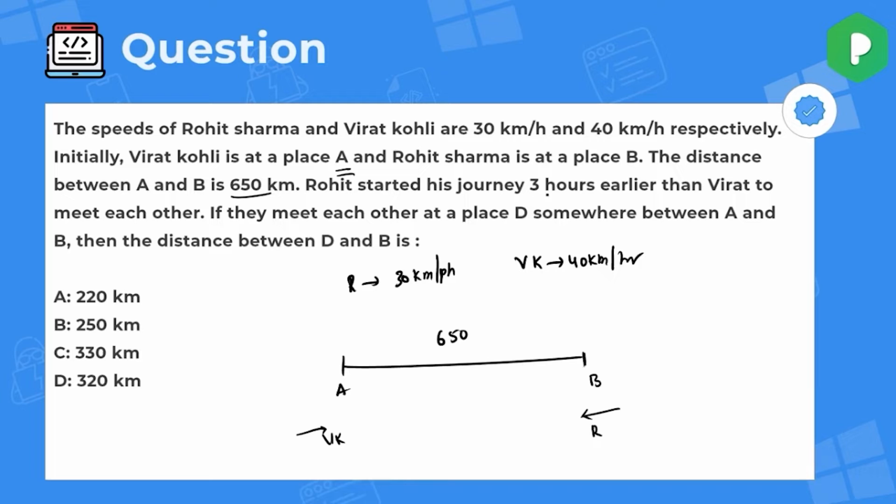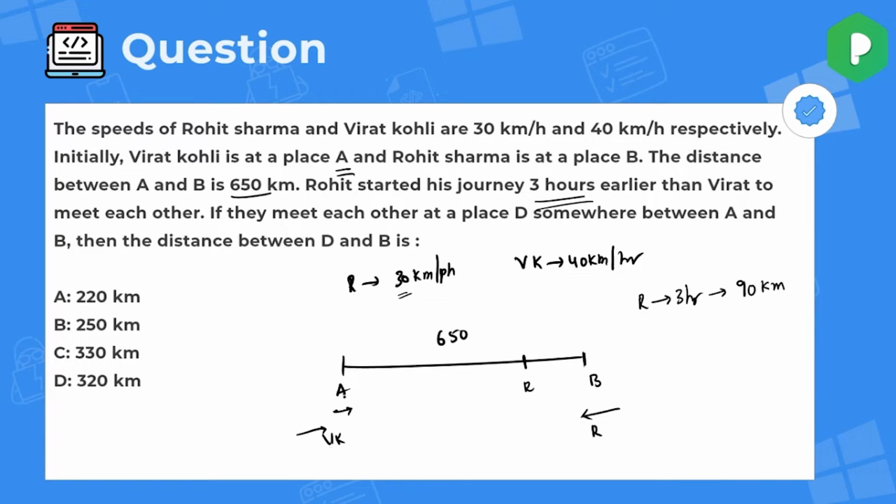Rohit starts his journey 3 hours earlier. So before Virat Kohli started, Rohit Sharma had started 3 hours earlier. In these 3 hours only Rohit travels towards A. What is the distance traveled by Rohit Sharma in these 3 hours? For every 1 hour he travels 30 km, right? So for these 3 hours he will travel 90 km. So already 90 kilometers of the journey was completed by Rohit Sharma, and now Virat Kohli also starts after 3 hours.